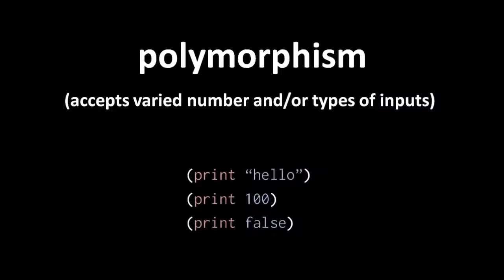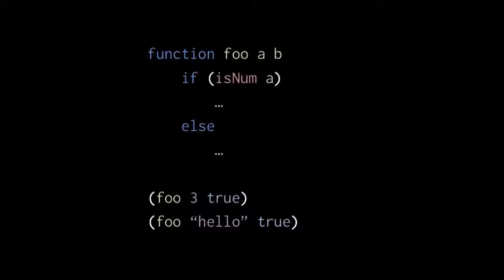In the case of print, the operator does basically the same thing no matter the type of input, but in principle, a polymorphic operation or function can do totally different things depending upon the number and/or types of inputs. Say in Pigeon you want to write a function which changes its behavior depending upon whether its first argument is a number or not. Well, if we have an operation called isNum, which returns true when its operand is a number, then we can simply test if the parameter is a number and branch accordingly.